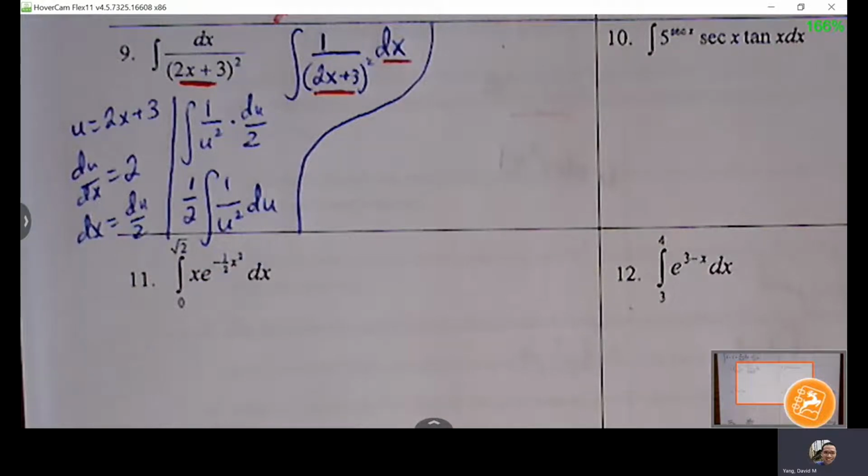Okay, so a to the u would be like a constant raised to a variable. But here, this is a variable raised to a constant. So there's 2 options, right? It's either power rule or it's natural log. Power rule is correct. Why is this not natural log?